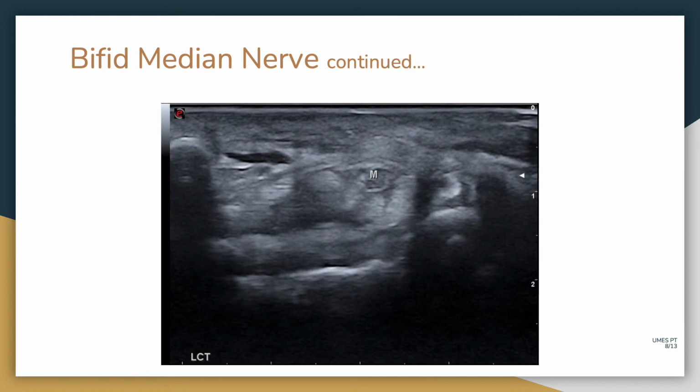Here we see a picture of a bifid median nerve that we actually found in one of our subjects. So right here is one of them, and right next to it is the other of the bifid median nerve. So we labeled it, but here are the two sections, and they're divided in the middle.